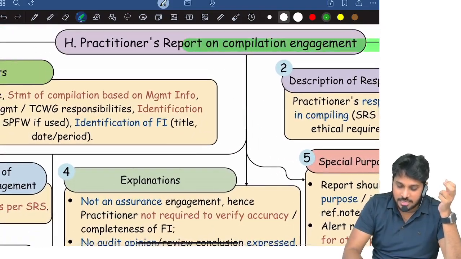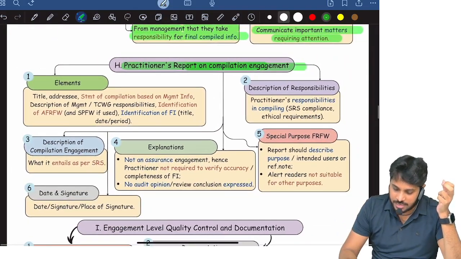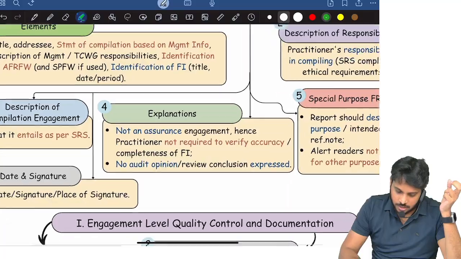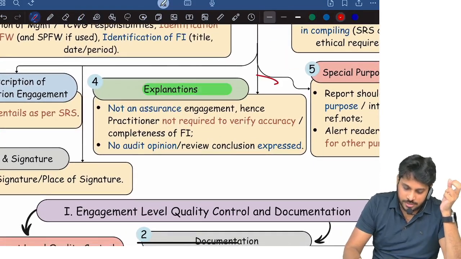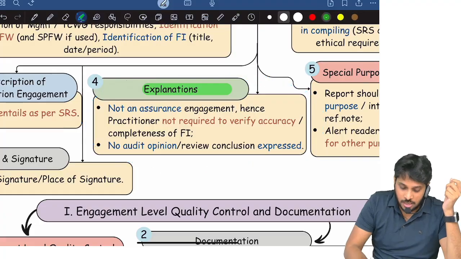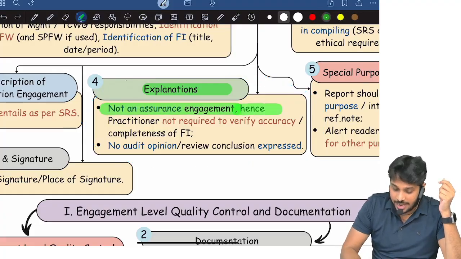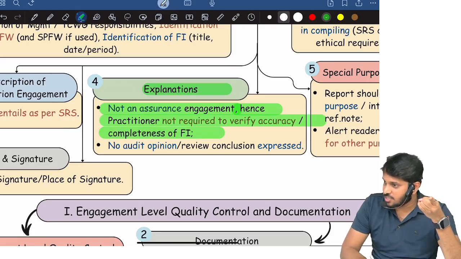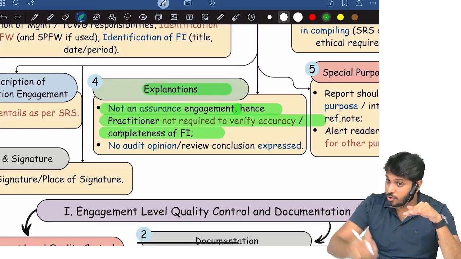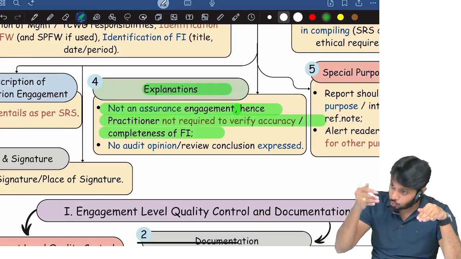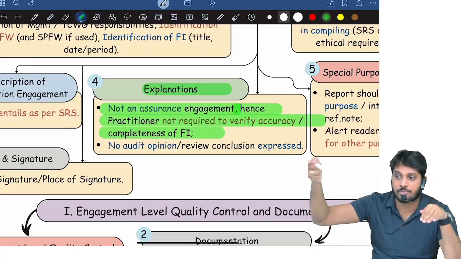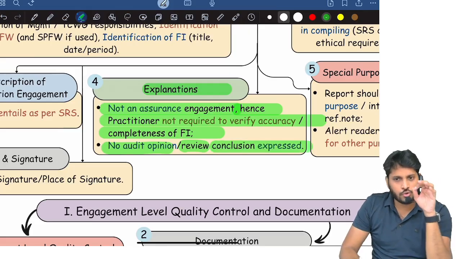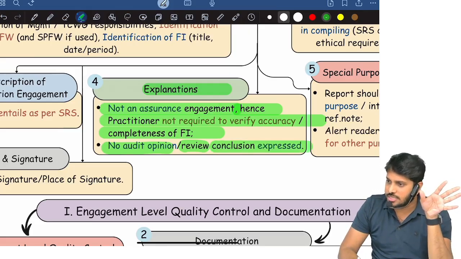Now, the compilation report, the practitioner's report on compilation engagement. Here this explanation is important. There are some statements that you need to mention. This is not an assurance engagement, hence the practitioner is not required to verify the accuracy or completeness of information. You don't have to verify that, but if you come across something which you know is inaccurate, you need to report to management to correct it. Not an audit opinion or review conclusion expressed. No audit opinion is given, no conclusion is expressed.